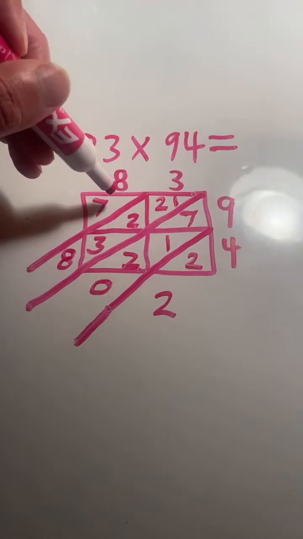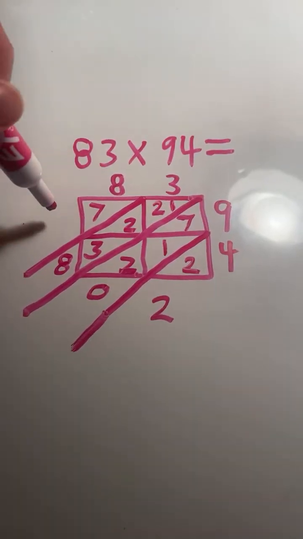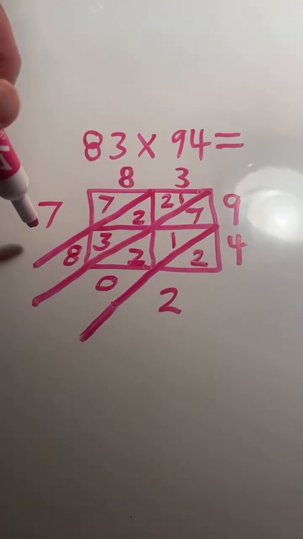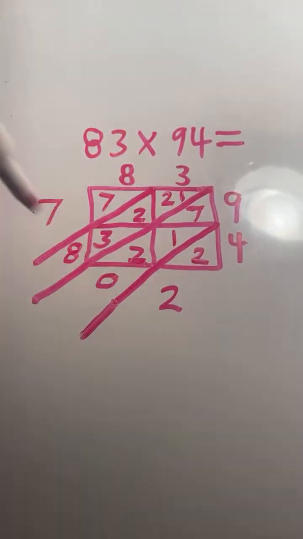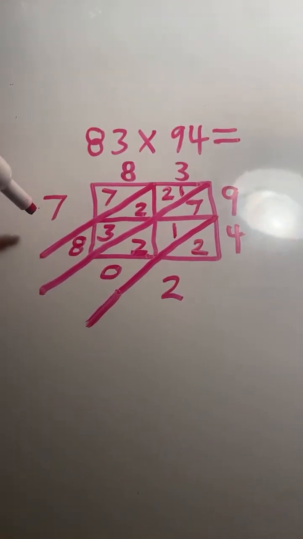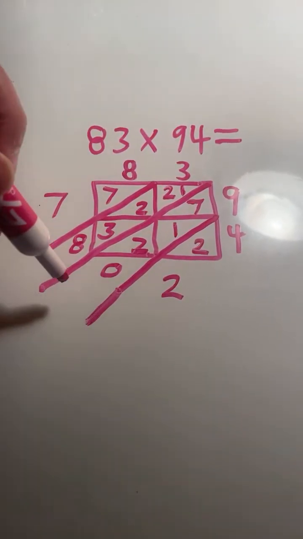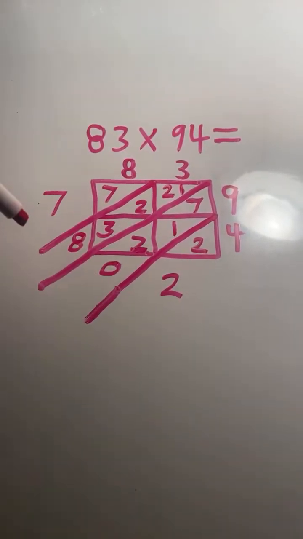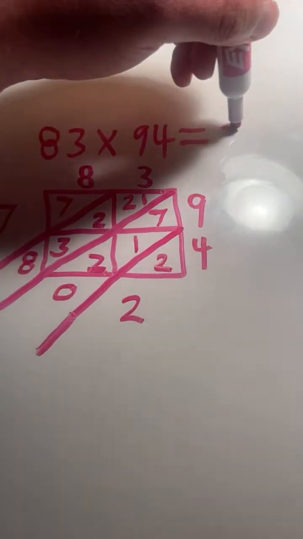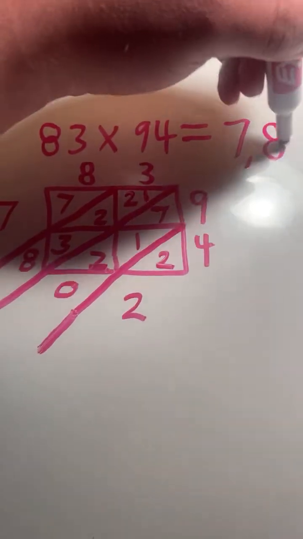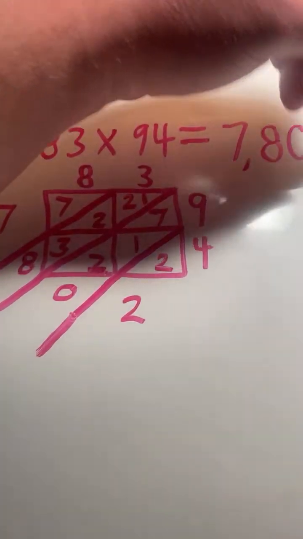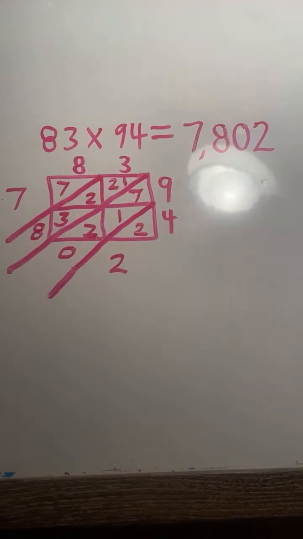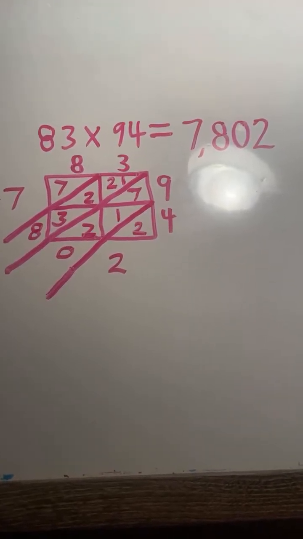Now the only number along this side of the diagonal line here is 7. So 7 goes along that diagonal line. Then we read the number from left to right. So we have a 7 in the thousands place, an 8 in the hundreds place, a 0 in the tens place, and the 2 in the ones place. So our answer is 7,802. So 83 times 94 equals 7,802.